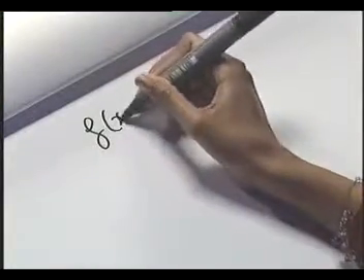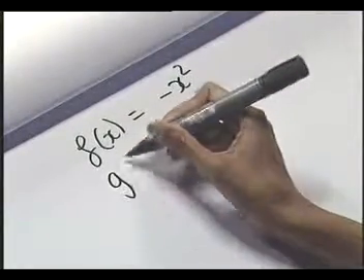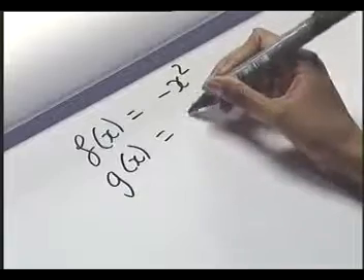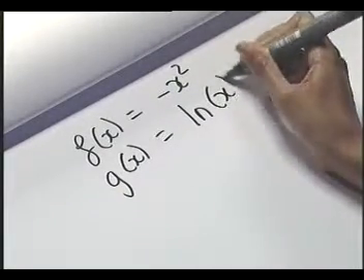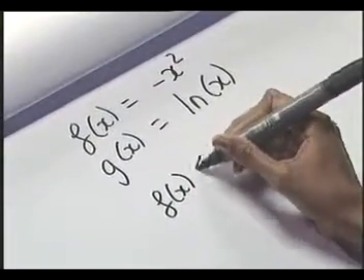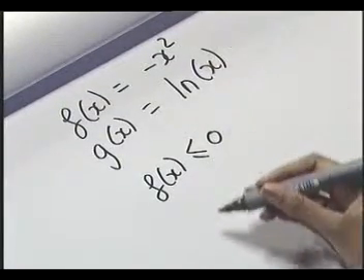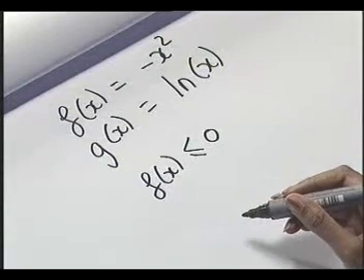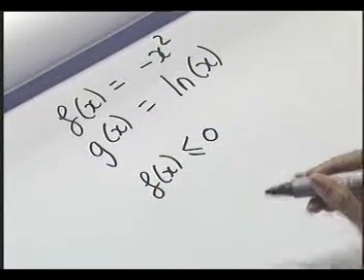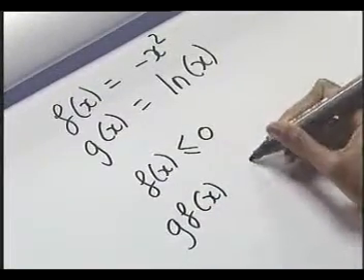Now there are some pairs of functions that can't be composed. Let's have f of x being minus x squared, and we'll have g of x being natural log of x. Now f of x is less than or equal to 0, whichever x you pick. But g of x is only defined if x is greater than 0. So g of f of x doesn't exist.